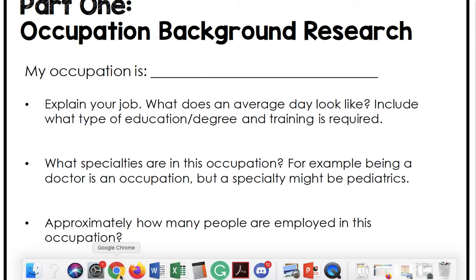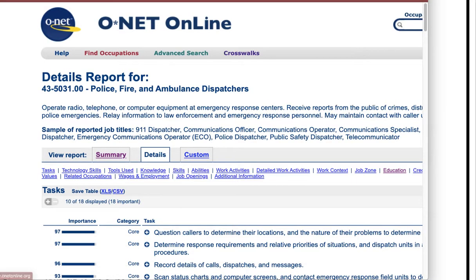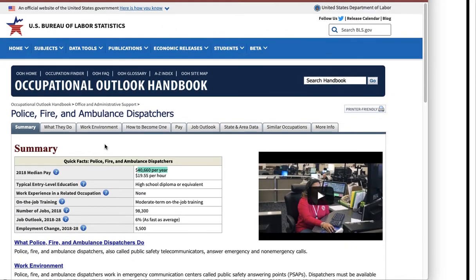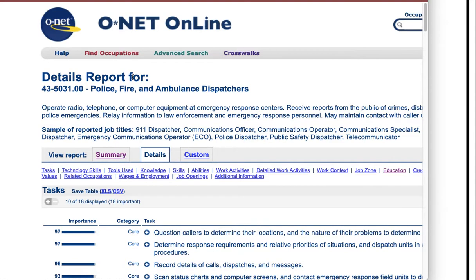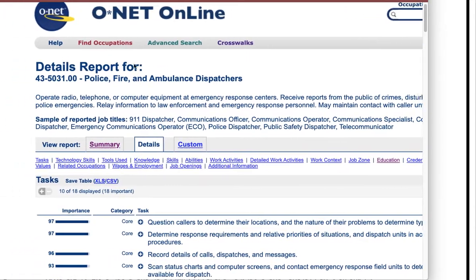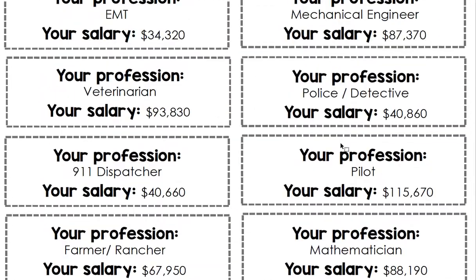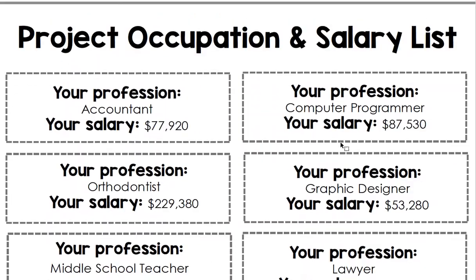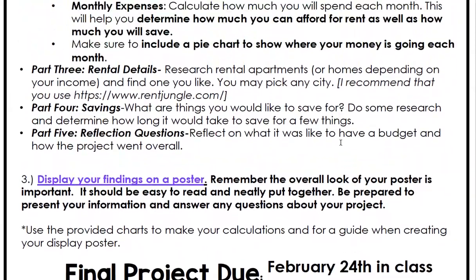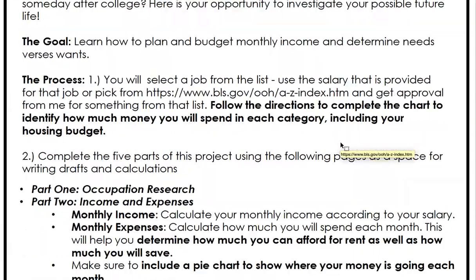And you should complete part 1 by using bls.gov or onetonline.org matched up with your occupation. And if you have any questions specifically about any parts of this, let me know.